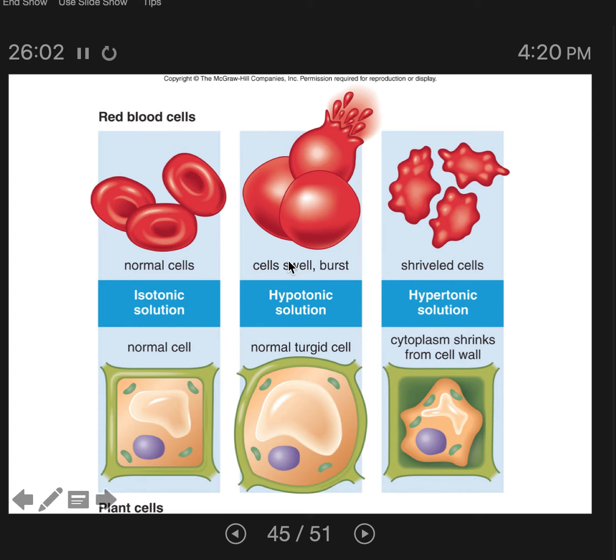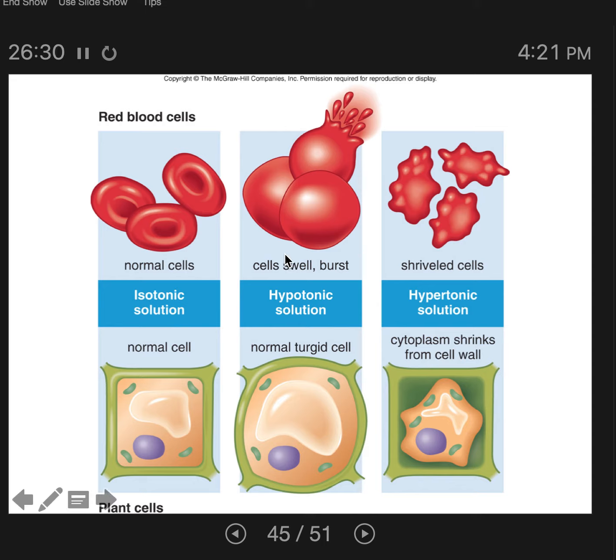Now, if you give someone an IV of pure water, you might wonder, why do you need an isotonic solution in your IV? Why can't you just give someone pure water? That's poison, actually. If you give someone an IV of pure water, it will cause their red blood cells to burst. Why? Because you're watering down their blood plasma.